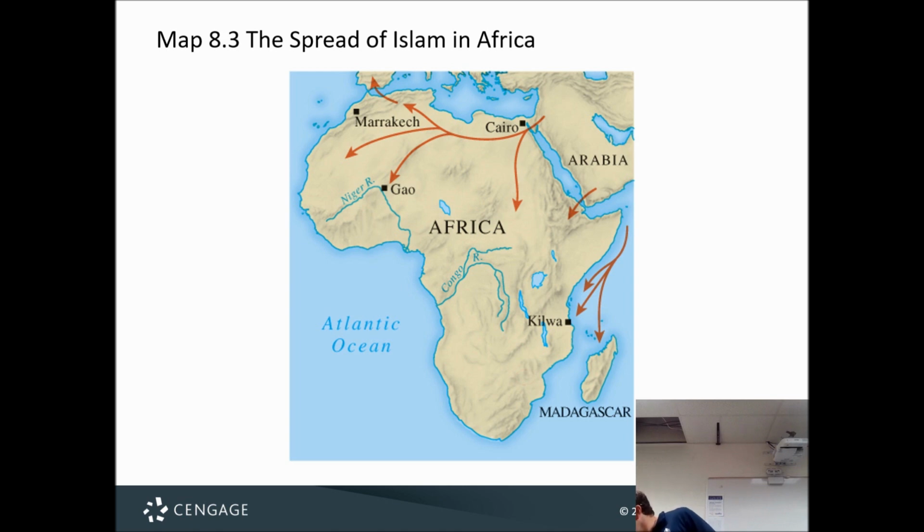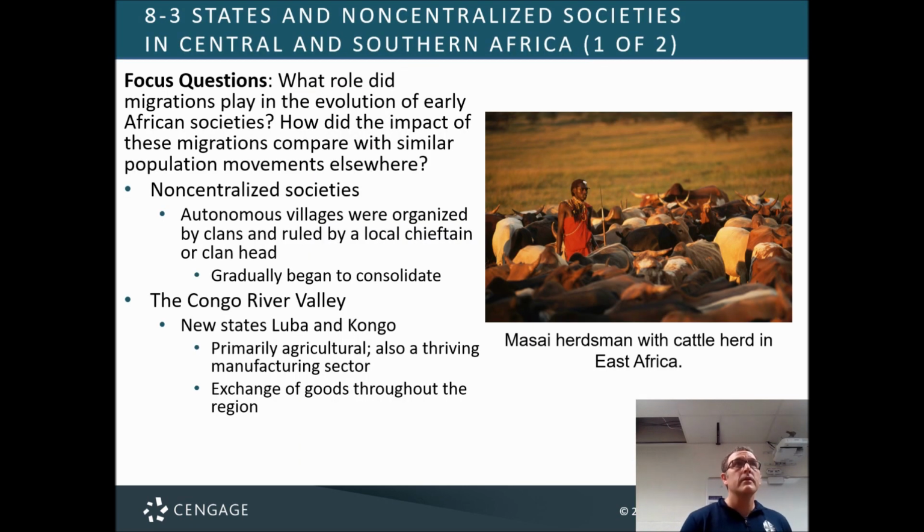Okay. So in the next section here, I wanted to look at what role did the movement of people play in the change of these societies, and really how did the impact of these movements compare to population movements elsewhere. And so we'll start with the southern half of Africa, so south of the Sahara.